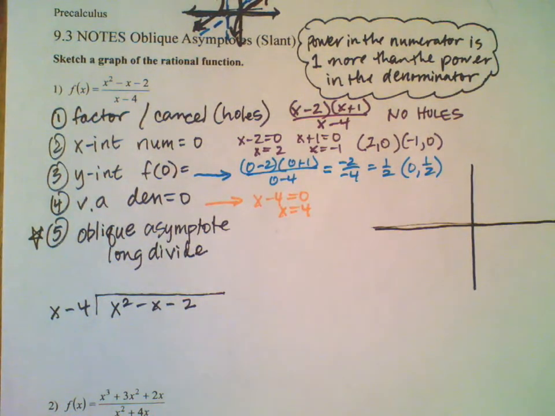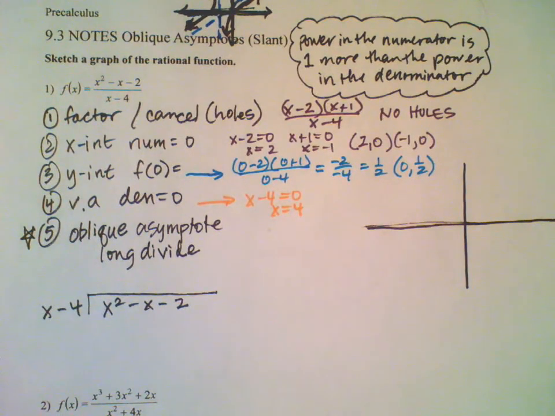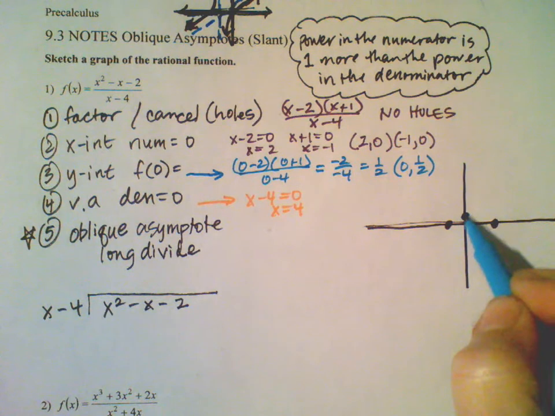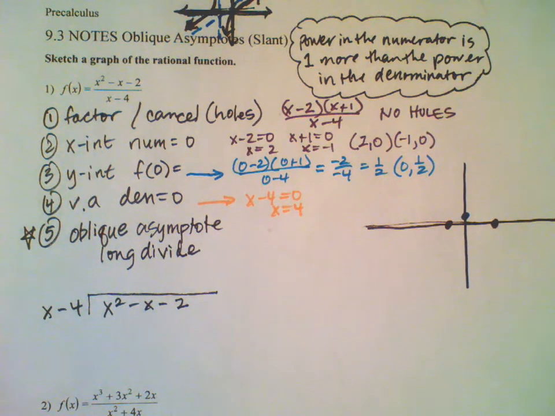Make it draw right. Okay. I'm going to put all those things on there. I have my x-intercepts at 2 and -1. I have my y-intercept at 1/2. So I'll just approximate. Remember, this doesn't have to be perfectly beautiful. I have my vertical asymptote at 4. So that's going to go over here off to the side.